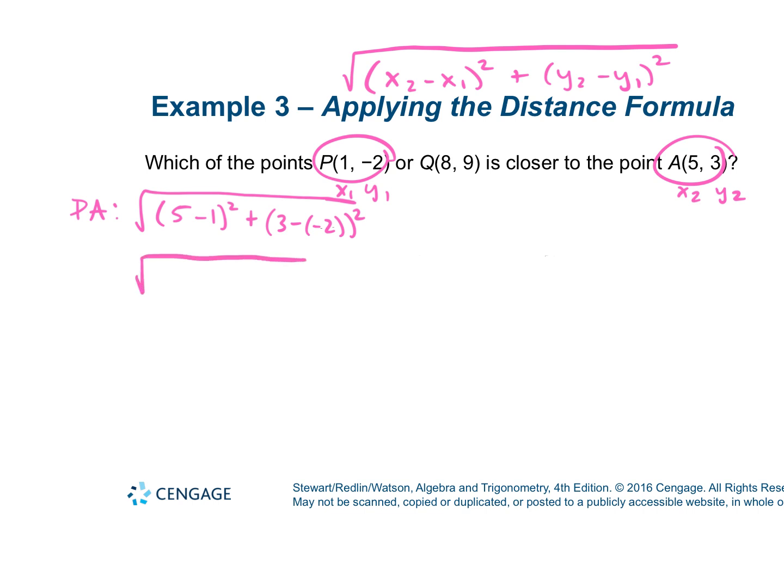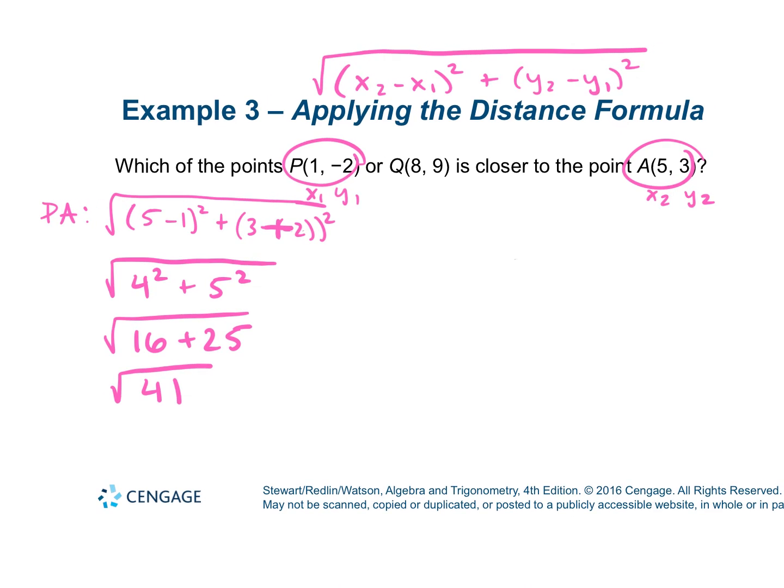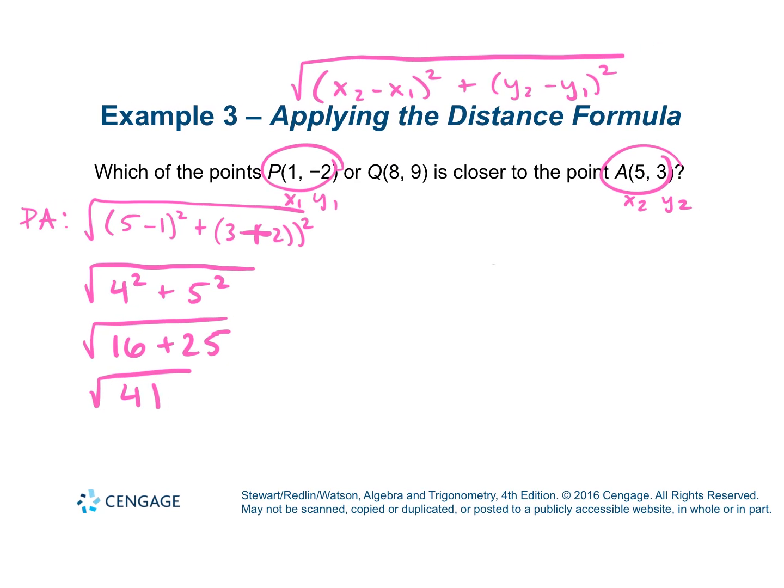5 minus 1 is 4 squared. And 3 minus negative 2. Awesome, this turns into a plus. This would be 5 squared. 4 squared is 16. What's 5 squared? 25. And 16 plus 25? 41. We can't break down 41. So this would be our distance between P and A. Any questions there?